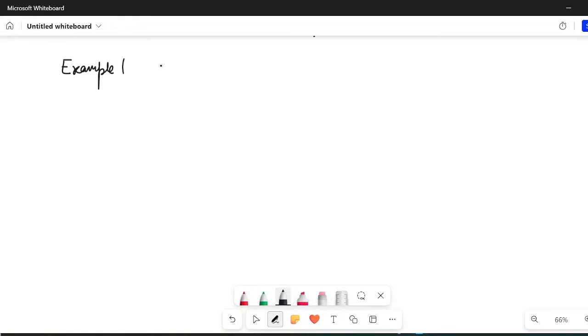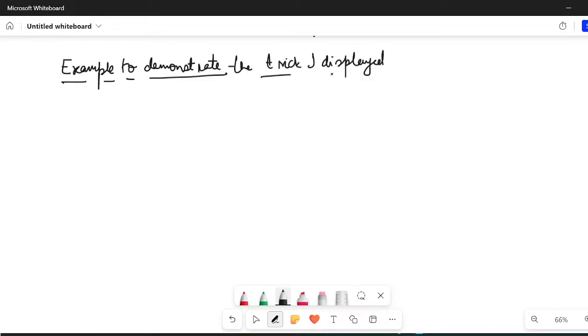Example to demonstrate this freedom I can take in physics. In mathematics, an example is not a proof, okay? But in physics, I can take an example to demonstrate the trick I displayed. So nobody thinks that I'm a magician. I'm just telling you the trick that I actually used.